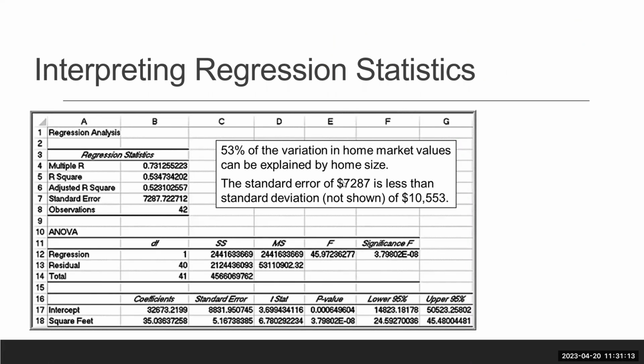The standard error of $7,287 is less than the standard deviation of 10,553, which is not shown in this output, but that's the computed standard deviation.